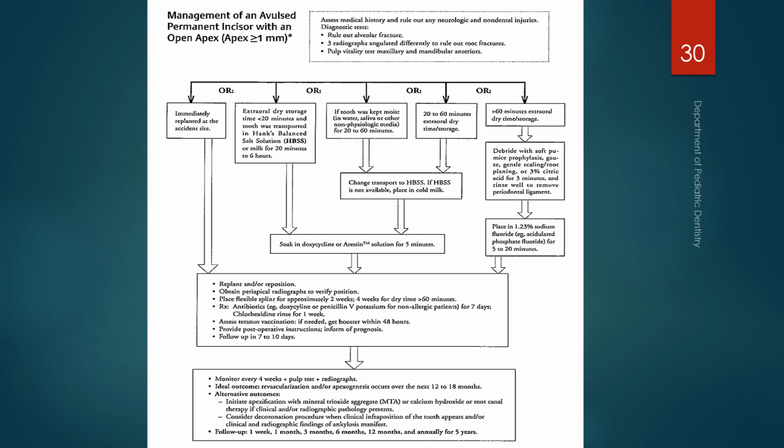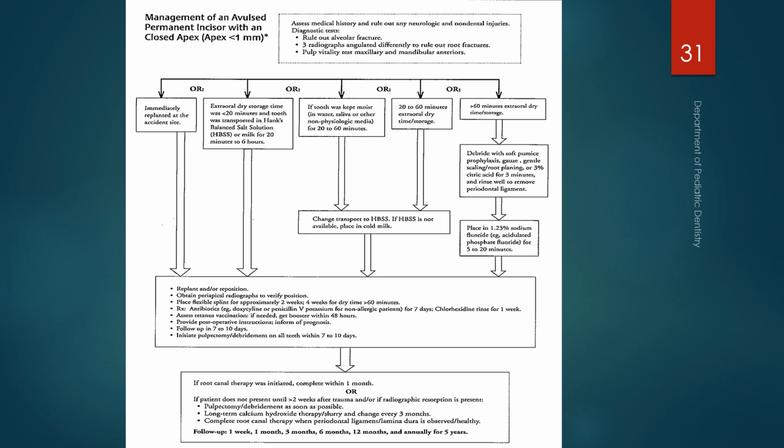Next best is cold chilled milk. You can put the tooth in the milk and it will preserve the vitality of the remaining periodontal ligaments and mesenchymal cells, and then give us an opportunity to reimplant the tooth and have regeneration of the periodontal ligament. Okay, so this slide tells you about management of an avulsed tooth with an open apex. The next slide talks about management of an avulsed permanent tooth with a closed apex, that means an apex which is smaller than 1 millimeter. All right, so the same protocol applies.